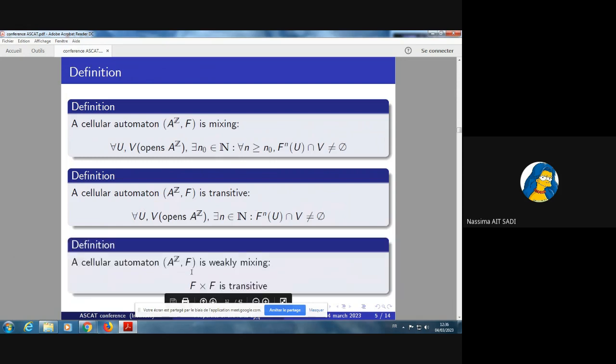A cellular automaton F is weakly mixing if F times F is transitive. Clearly, if a cellular automaton is mixing, then it is weakly mixing, and then it is transitive by definition.